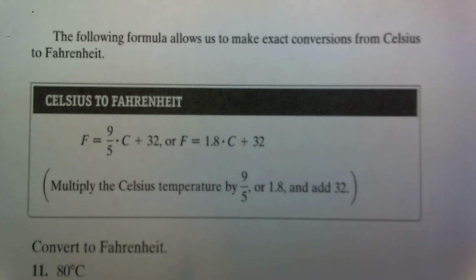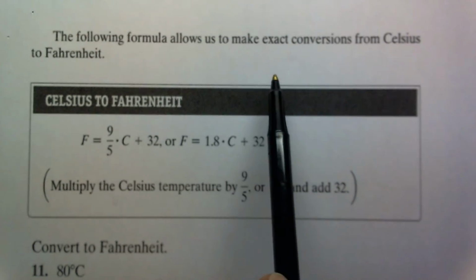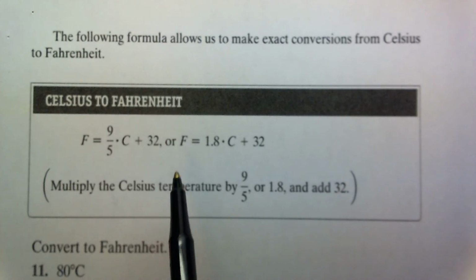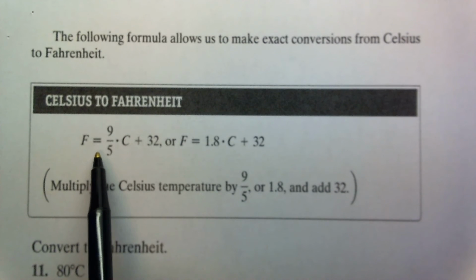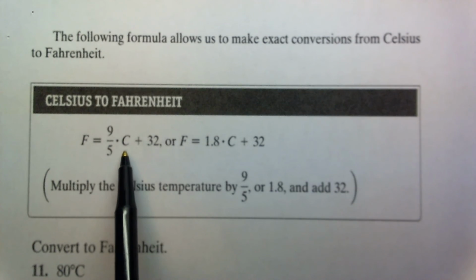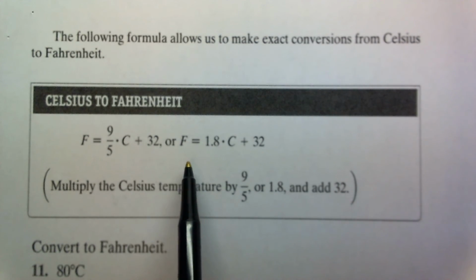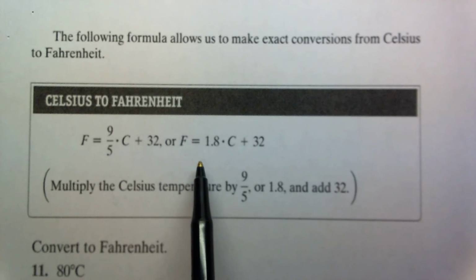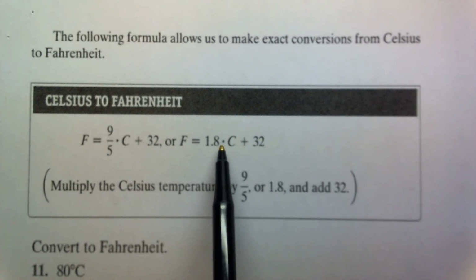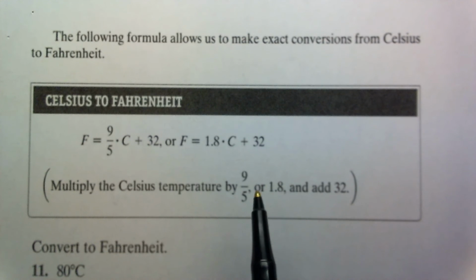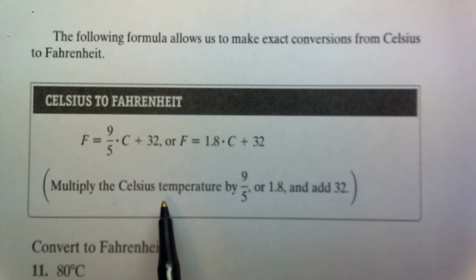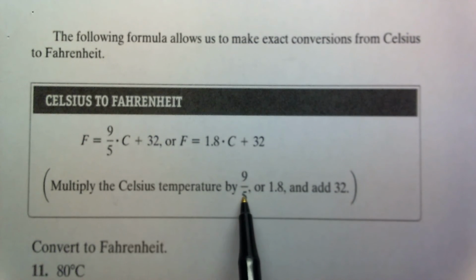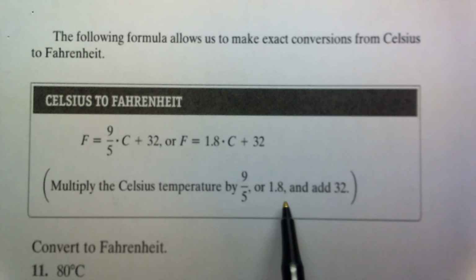Now there's a formula that allows us to make the exact conversion from Celsius to Fahrenheit. And it reads like this. F equals 9/5 times C plus 32, or equivalently, F equals 1.8 times degrees Celsius plus 32. So in other words, you multiply Celsius temperature by 9/5 or 1.8 and add 32. So let's do that. Let's do number 11.